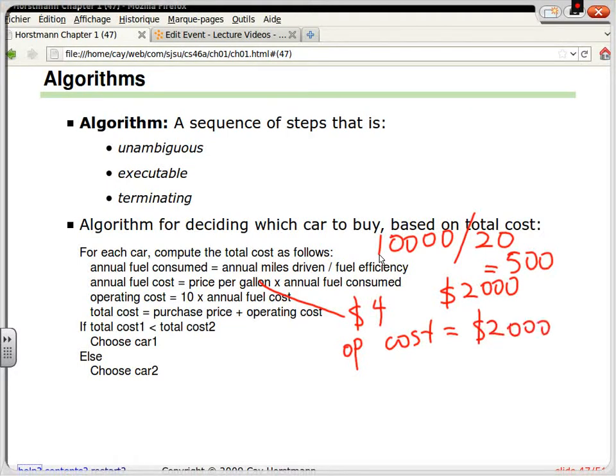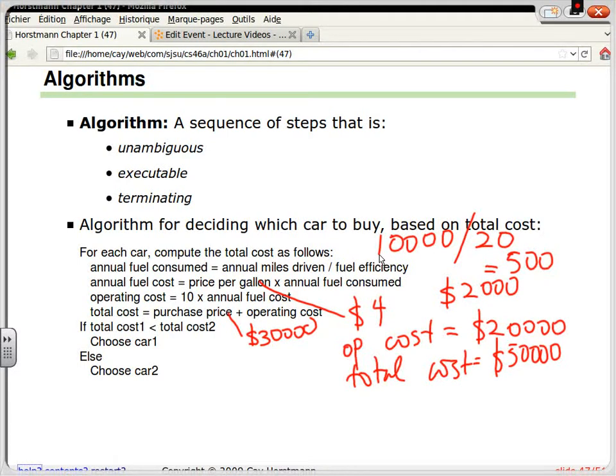Now that's actually kind of interesting. 10,000 miles is not very much. I mean, that's just enough for commuting. So you're going to be paying $20,000 just in gas over the life of the car. So if the car cost you $30,000, so let's say the purchase price was $30,000, then the total cost would actually be $50,000. And now you can do the same calculation for the other car, and then you can figure out which one is cheaper. Well, this is not exactly rocket science, right?